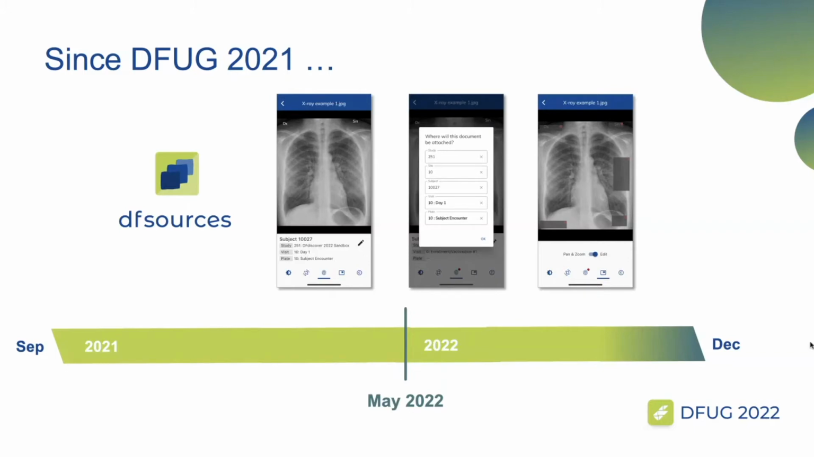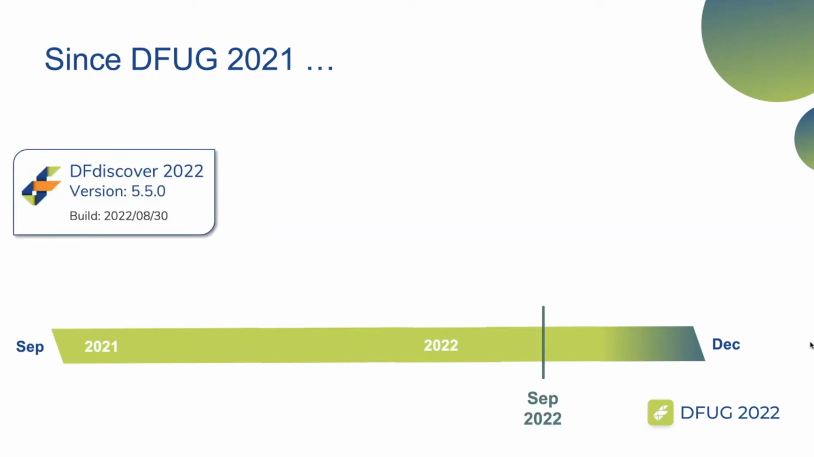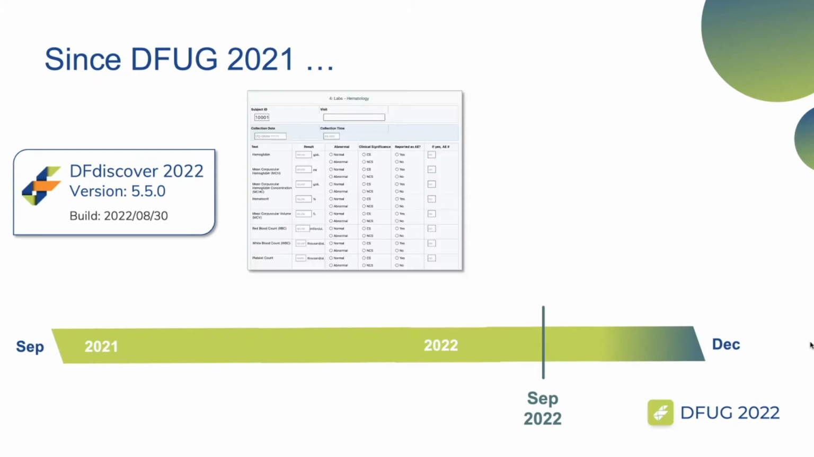If you're used to collecting source documents with shuttle forms, or attaching them within DF Explorer, DFWeb, or DFCollect, but having to redact or certify them ahead of time, you can now do all that within DFSources. Then in September of 2022, we released DFdiscover 2022 version 5.5.0. Some of the highlights of that version were enhancements to our eCRFs. We now have tables, instructions, as well as HTML formatting support available within DF Explorer.